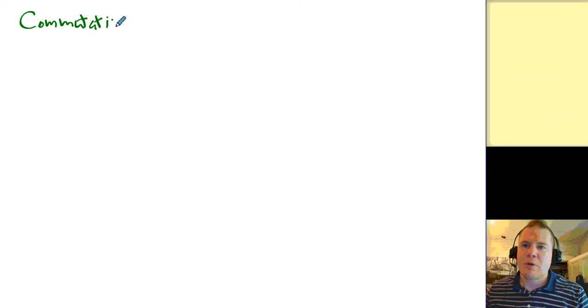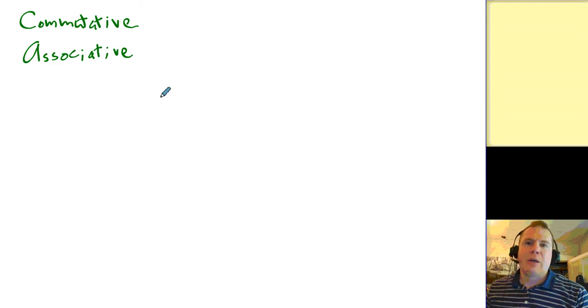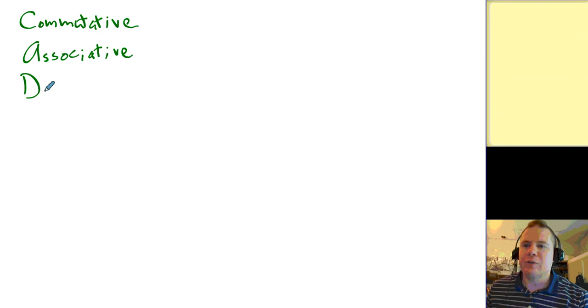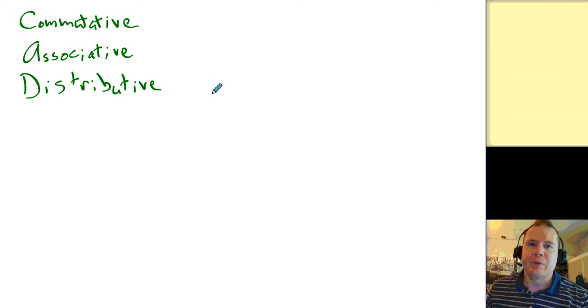So we just finished looking at the commutative and associative properties. And there's a third property that's usually linked with these two that definitely requires its own special attention. I don't think it's actually a property.